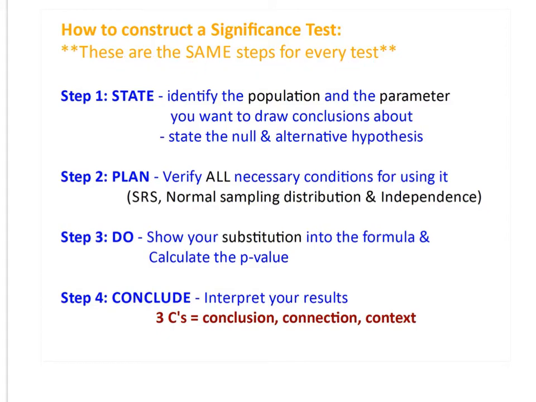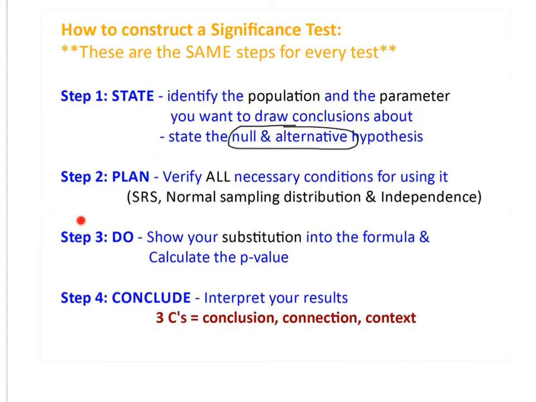So we have done 3 different types of confidence intervals. We're going to end up doing 3 more types of confidence intervals, and we're going to do probably 5 or 6 different significance tests. So we have a lot of different tests and intervals that we can do, but it's these same 4 steps every time. So we're really familiar with this state step: population, parameter, and write your 2 hypotheses. So that's state. We've had a lot of practice with that.